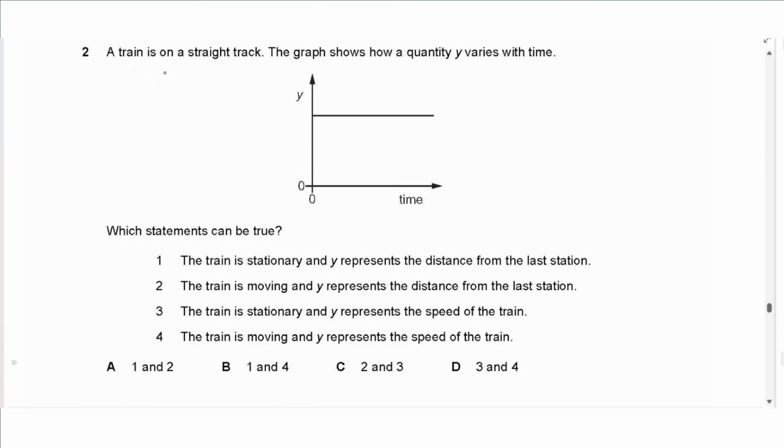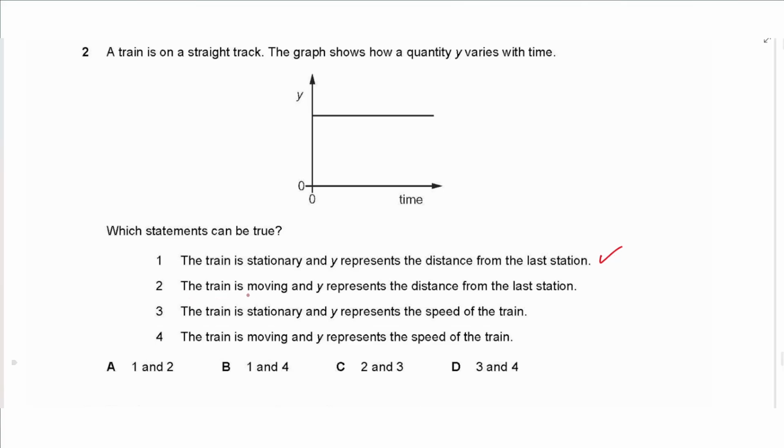Question 2 says a train is on a straight track. The graph shows how a quantity y varies with time. Which statement can be true? 1 says the train is stationary and y represents the distance from the last station. Yes, for a distance-time graph, an object at rest would appear as a horizontal line.